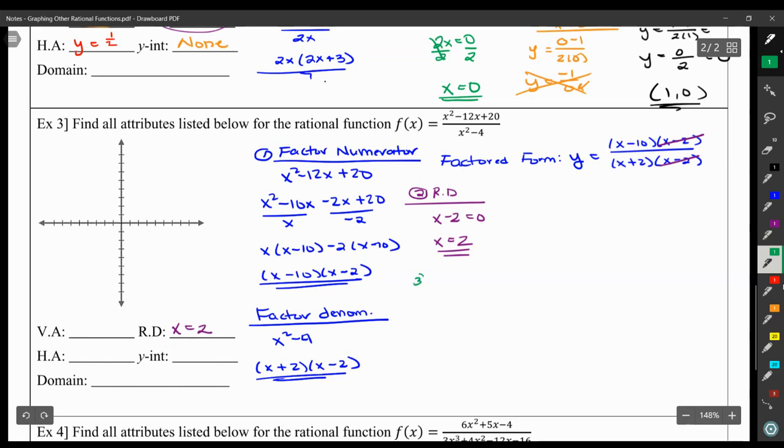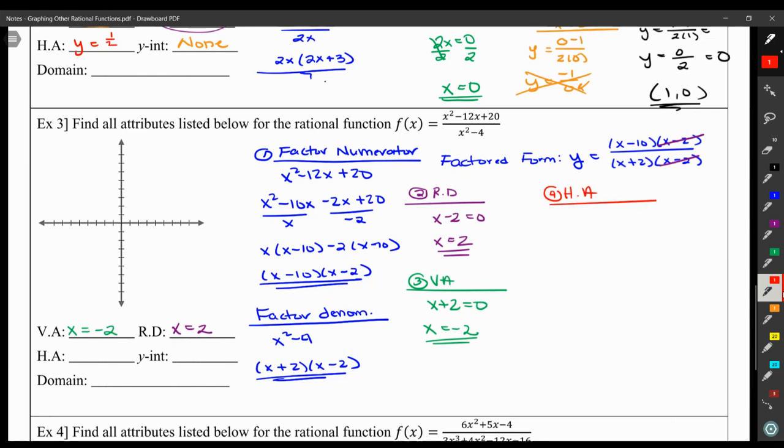So the third thing we look for is the vertical asymptotes. So pause the video and try to find your vertical asymptotes. Okay, so for the vertical asymptotes, we take whatever's left in the denominator after canceling, and we set it equal to 0 and solve and get our vertical asymptote. Step 4, find your horizontal asymptotes. So pause the video and try to find the horizontal asymptotes.